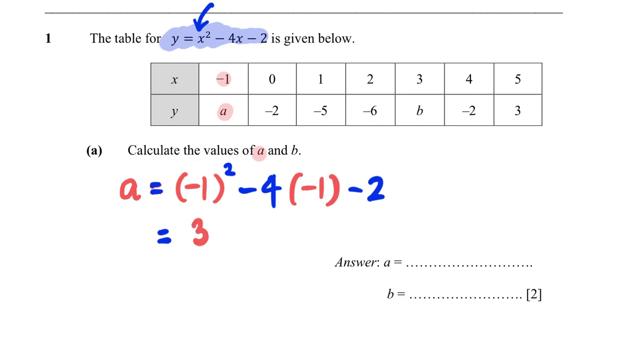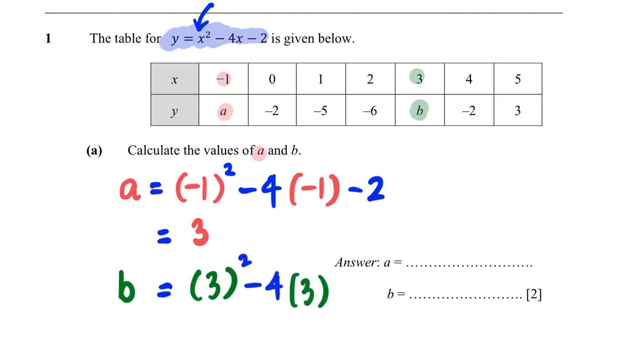As for B, we are going to do the same, but just that now my value of y is B and it corresponds with x as 3. Again, -4 times 3 -2, and therefore this will give me a value of -5. So A will be equal to 3, B will be equal to -5, and let's move on to the next part of this question.